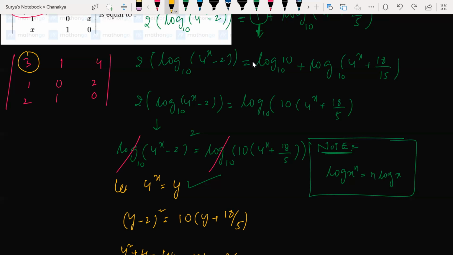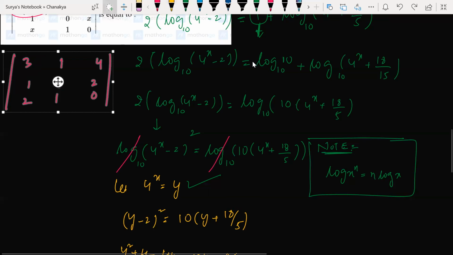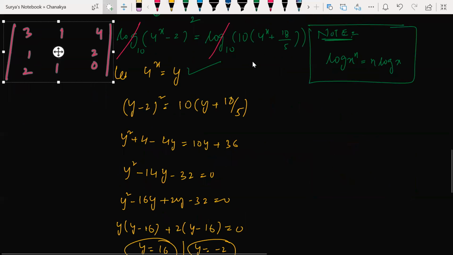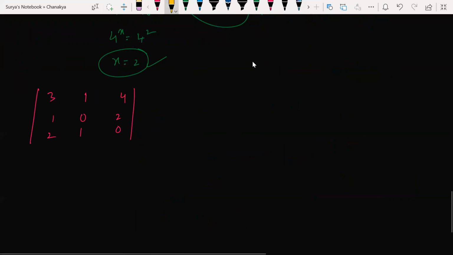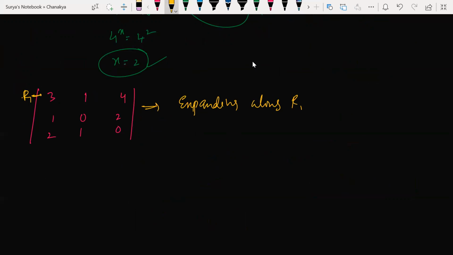I'll be expanding along row 1, or else I'll just take this determinant somewhat down. Let's create some space so that I can solve it freely. Okay, yes, let me write here. Now look at this. So this is my row 1, beta, right? Expanding along row 1. Whenever you expand along a particular row or particular column, you have to fix the elements of that particular row.